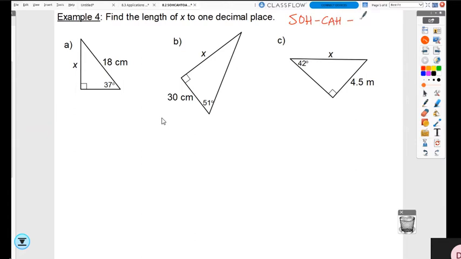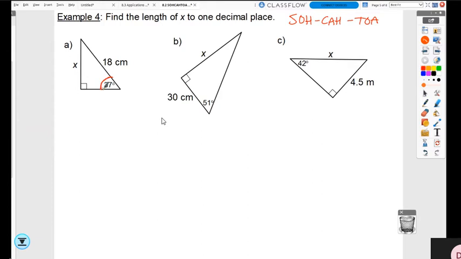I always write this at the top of the page, and I highly suggest you do too. It's just always nice to have. So we have example A. Notice we have 37 degrees down there. It's given to us, 18, and then x. We need to solve for x. So very similar. We're going to use this as the reference angle.